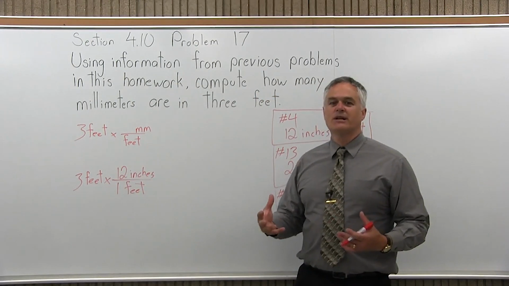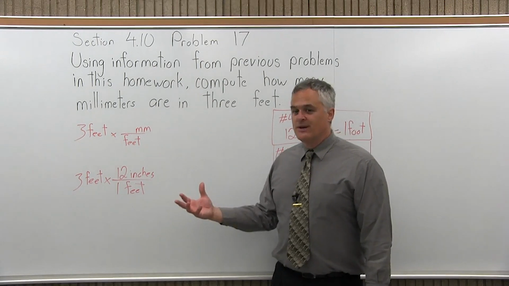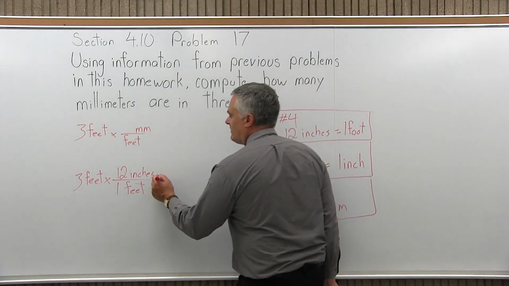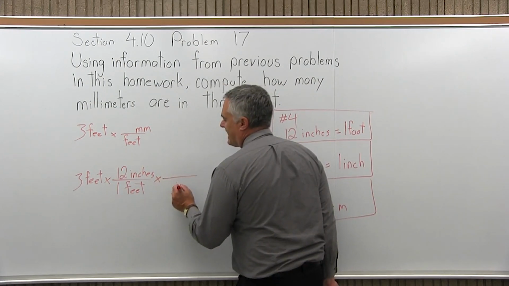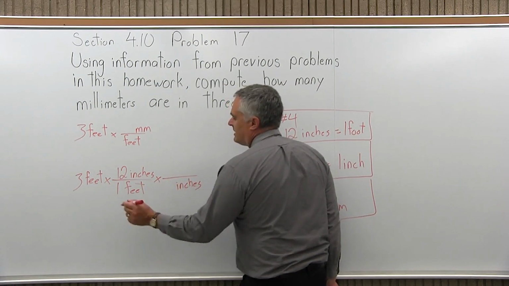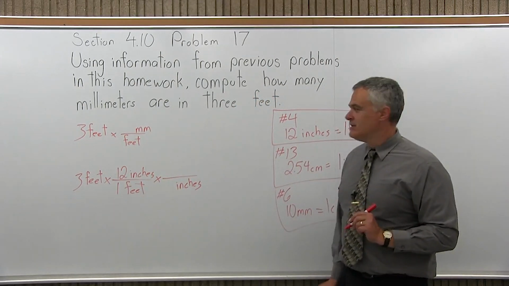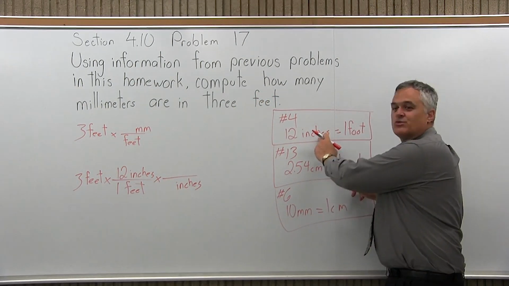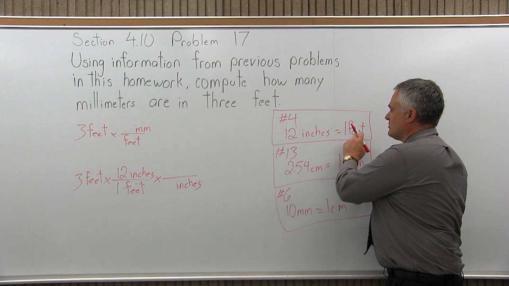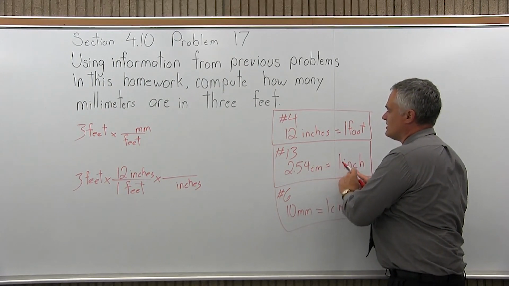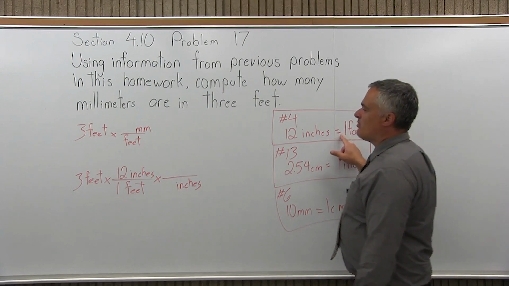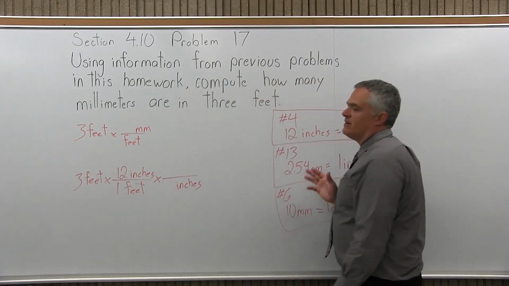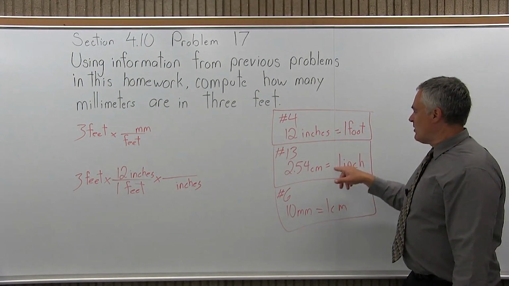So now I have a quantity in inches, which is not what I want. I want to end in millimeters. So now I want to multiply times something that has inches in the denominator. I have 2 things with inches. Which one do I use? 12 inches is 1 foot, or 2.54 centimeters is 1 inch. Well, I don't want to use the top one, because if I use the top one, I'm going to go back to feet. I don't want to go backwards. So let me use this one.